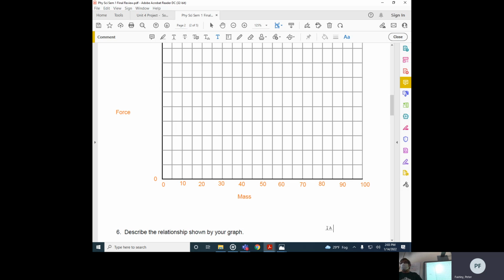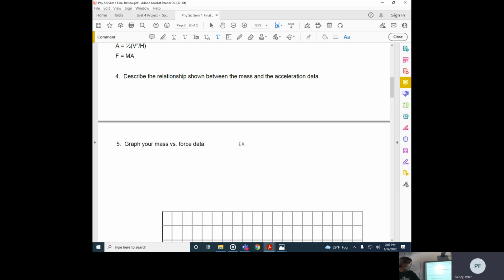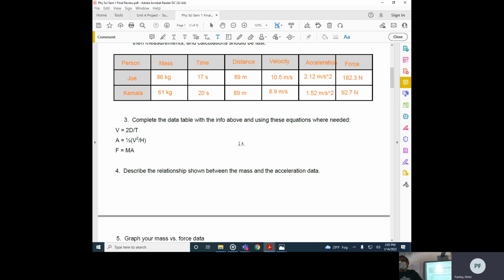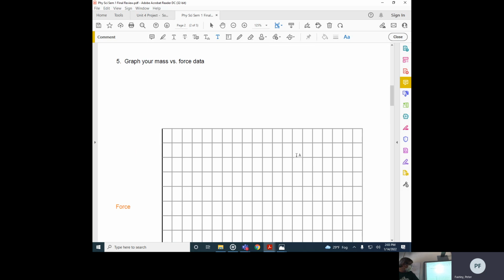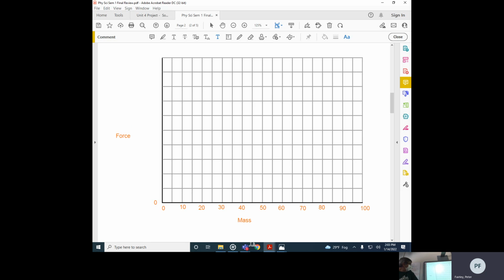Now for the vertical, for the force, what was the biggest force that we had? What's my biggest force? 182. And so I want to round that up to a nice even number, like 200. So what if on this one I count by 20s? I don't know if there's enough room to count by 10s. So I'm going to go by 20s.